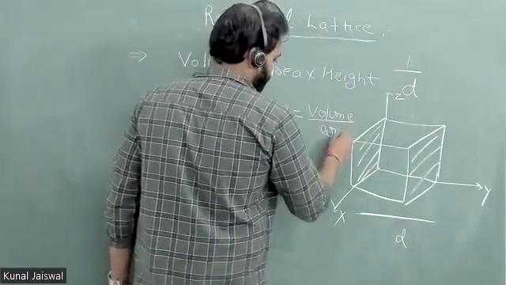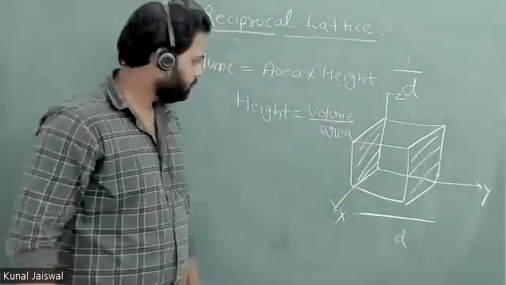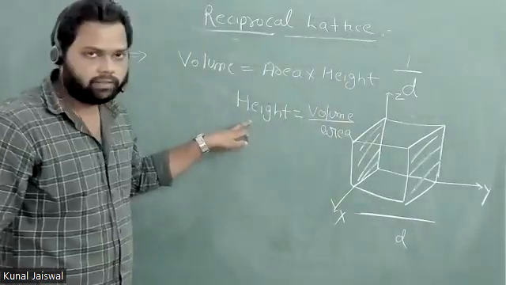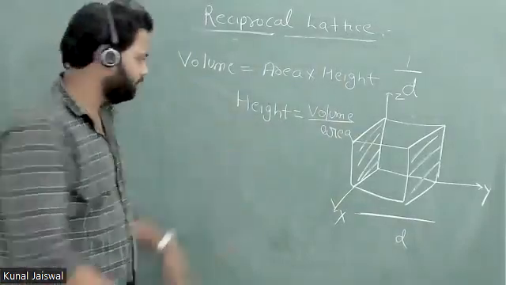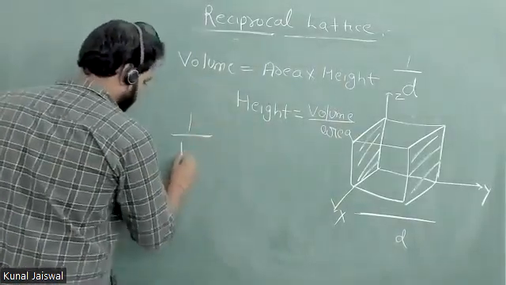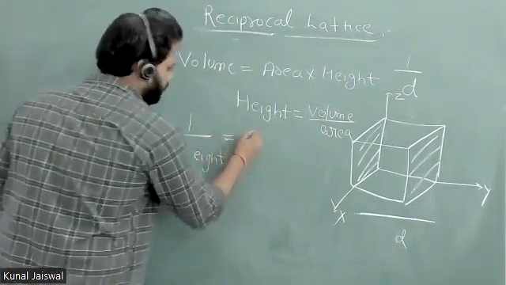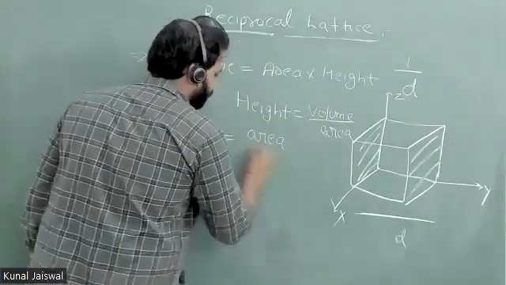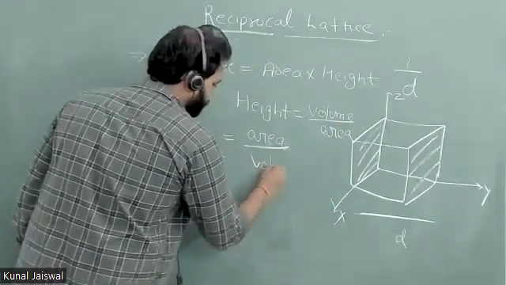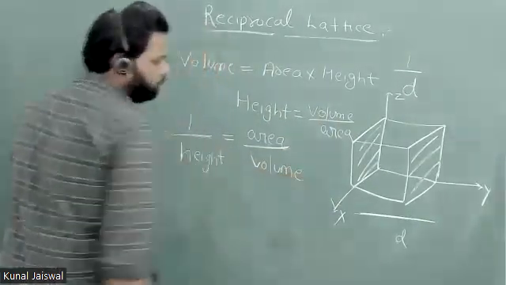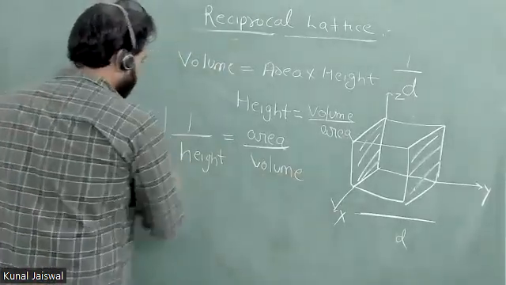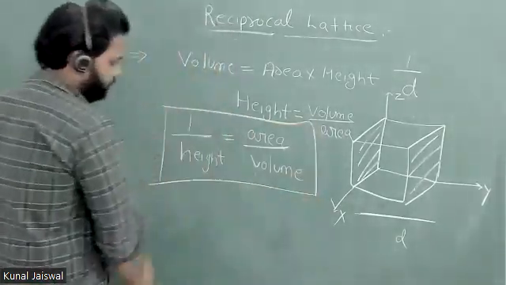If you take the inverse, the reciprocal of this height, you can write it as 1 upon height. 1 upon height is equal to what? Area upon volume, that is what it will be. Highlight this for 2 minutes, please.